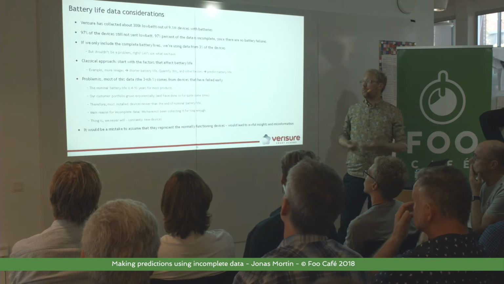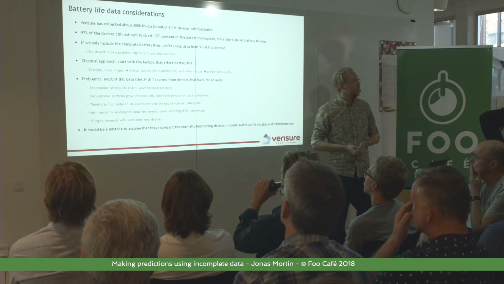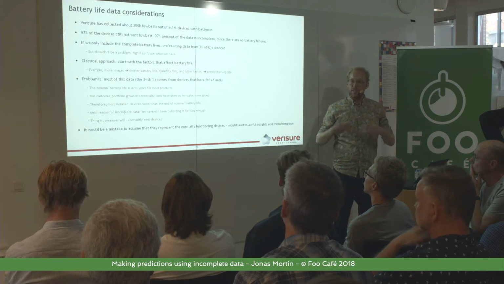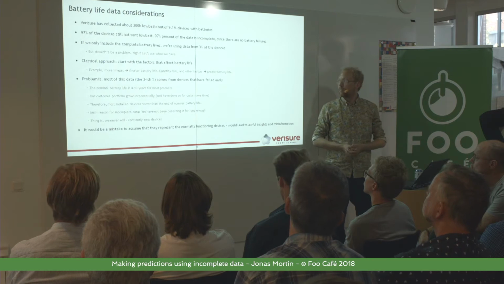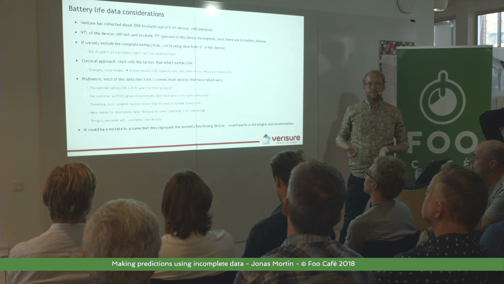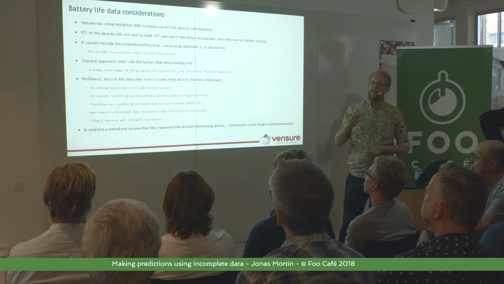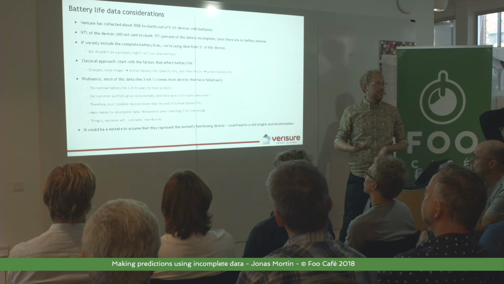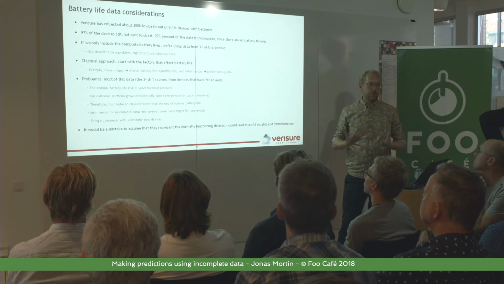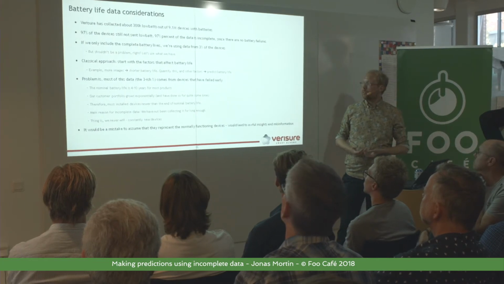So the classical approach would be to start with the factors that affect battery life. For example, a camera takes images, and the more images it takes, the shorter the battery life. And if you can quantify this plus other factors, then you can do some kind of prediction on battery life. The problem is that most of the data we have, the 3%, is based on devices that are problematic. They died much earlier than expected.